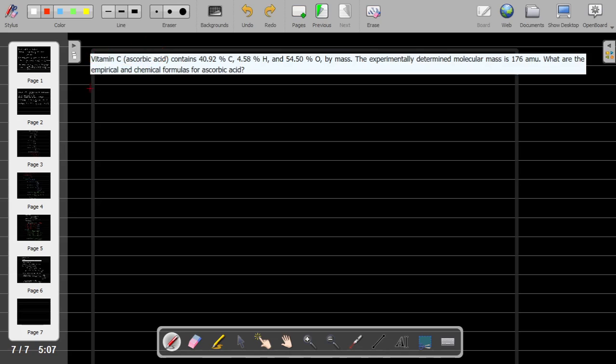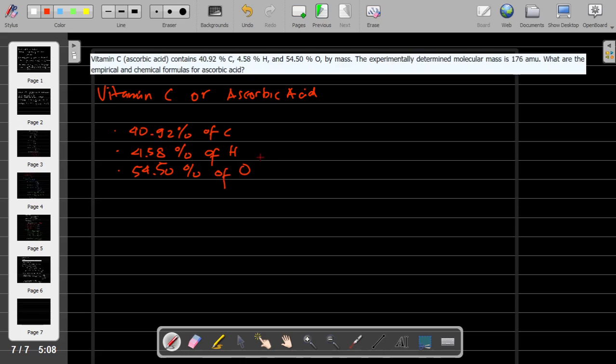The first one is vitamin C, or in chemical nomenclature, it is called ascorbic acid, and it contains 40.92% of C, and then 4.58% of H, and also it has 54.50% of oxygen.